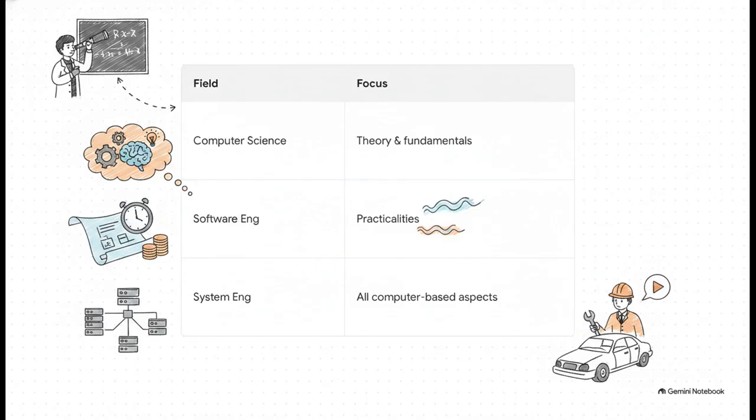Think of it like this. Just as a physicist studies the laws of motion and a mechanical engineer uses those laws to build a safe car, the computer scientist provides the theory and the software engineer actually delivers the working product.